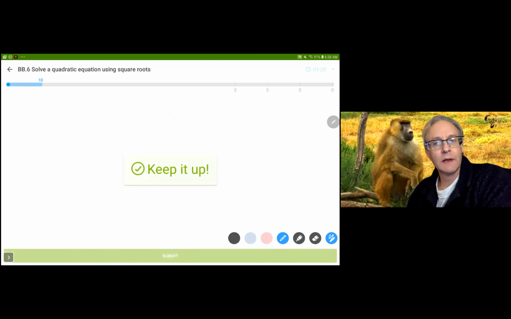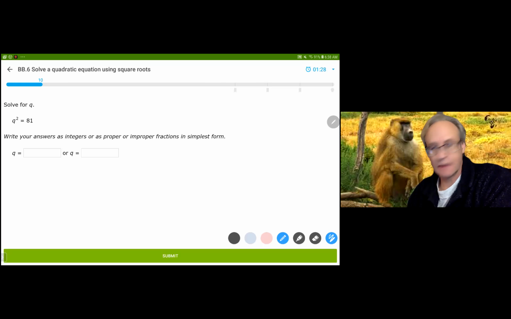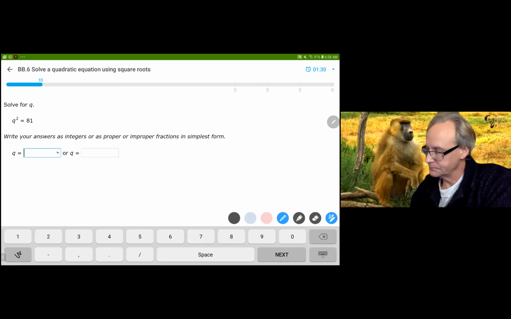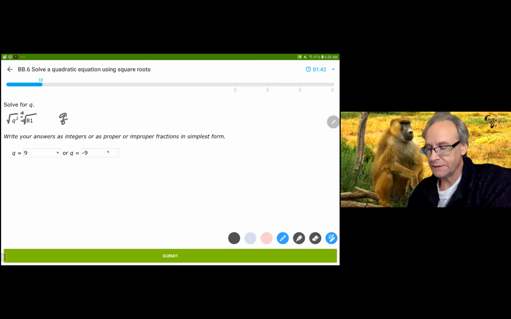Now, occasionally, we're going to have more things happening. Not in this one. This is just the square root of 81, which is 9 or negative 9. I just took the square root of both sides, and don't forget the plus or minus. And so Q is equal to plus or minus 9. A couple of different ways of writing that.